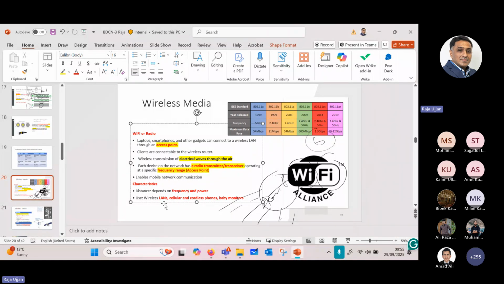And more likely this is possible inside the local area, not outside the buildings. You can use it inside the building. Outside the building, you can't use it, maybe beyond 50 meters, 20 meters. If you want to use it outside, you need to use Wi-Fi meshes.